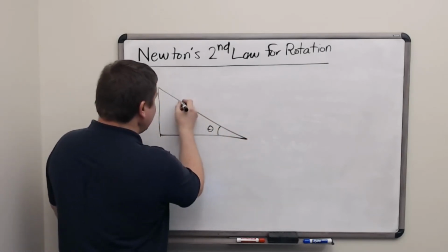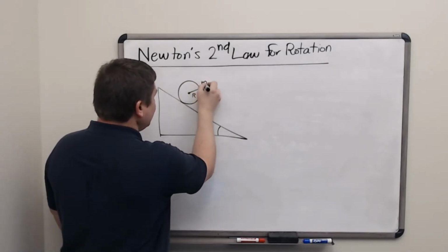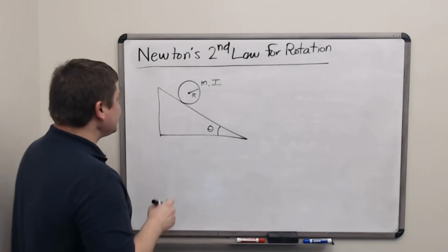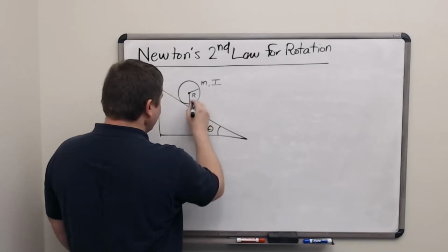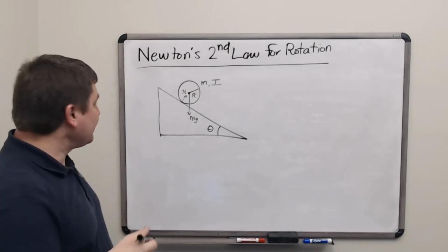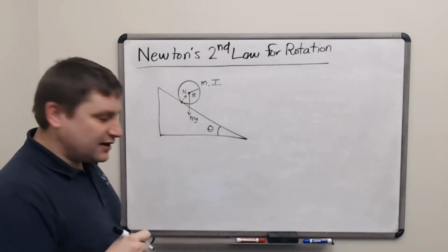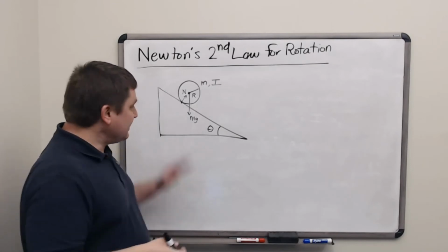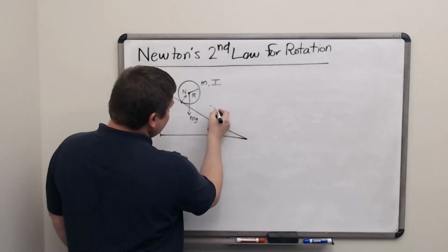So let's look at the setup here. It's an inclined plane of angle theta with an object on it of radius r, mass m, and moment of inertia I. Now let's think about what forces might act on this. Well, we've got a gravitational force, that's for sure. We have a normal force, which is still applied perpendicular to the surface. And then we also have a frictional force. Now it's not obvious what direction the frictional force points, but it's going to be parallel to the surface.